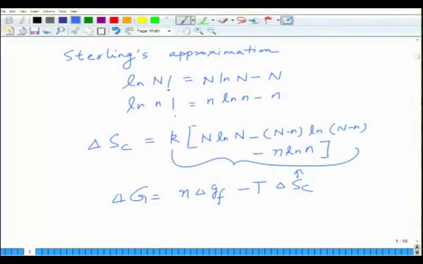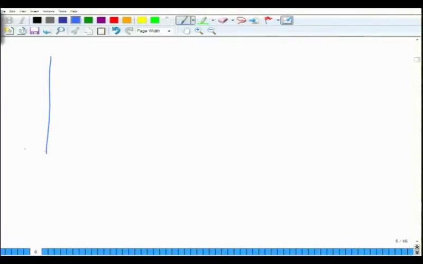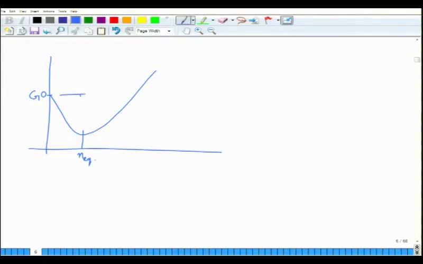For delta SC you will introduce this expression. Now, if vacancies were an equilibrium defect, the free energy must become minimum at a certain concentration. So, if you plot the free energy G as a function of vacancy concentration, the free energy must become minimum at a certain concentration, n equilibrium, and this should show a minimum, delta G min. If it is not a minimum, then it is not a stable defect.